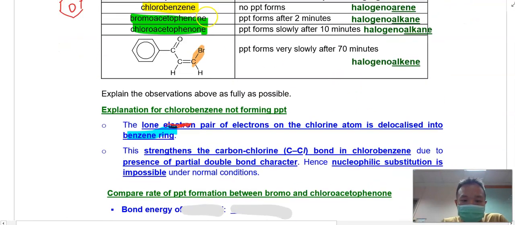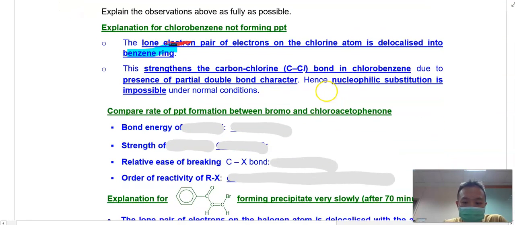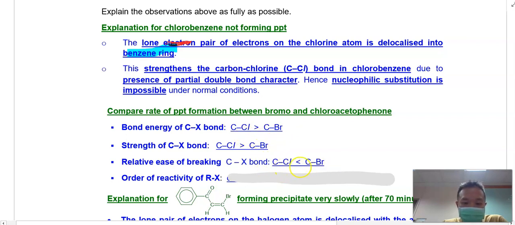To compare between bromo and chloroacetophenone, why is there a difference in reactivity? This is standard bookwork. Your C–Br bond is weaker than your C–Cl bond. How do we know that? Because bond energy data says so. The C–Br bond has lower bond energy than C–Cl, which means the C–Br bond is easier to break than the C–Cl bond, and as a result, your bromoacetophenone will be more reactive than your chloroacetophenone.